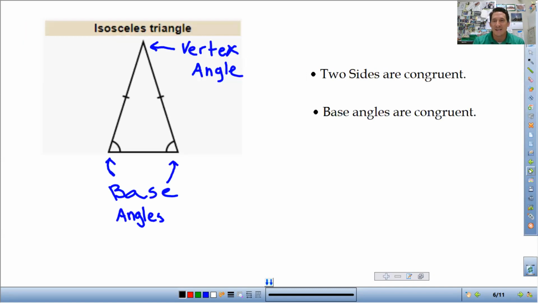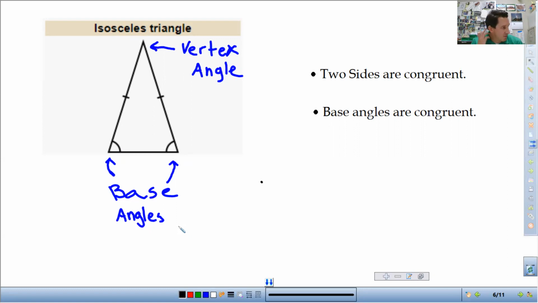Next one is the isosceles triangle. The isosceles triangle has two sides that are congruent. So those two sides, and then as a result of that, the angles at the bottom, these two angles at the bottom that are called base angles, those are congruent.